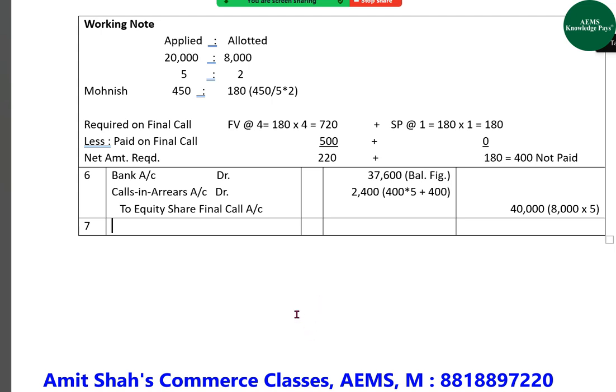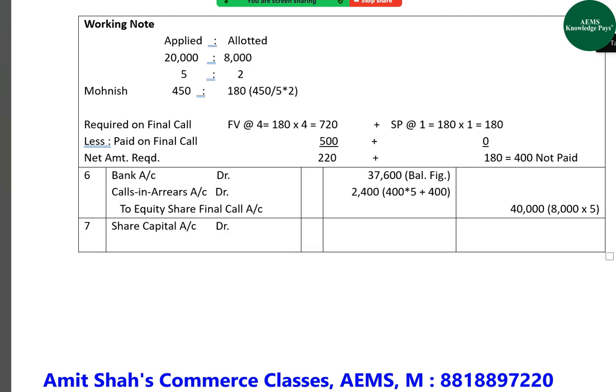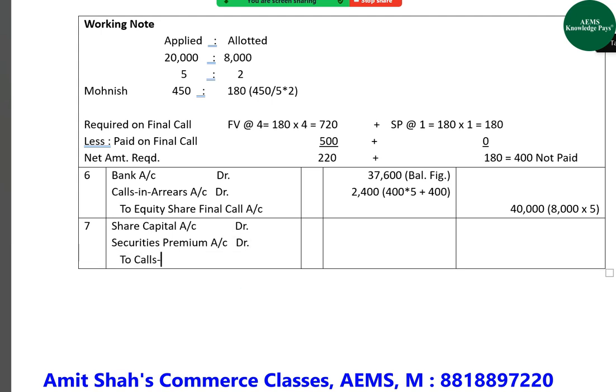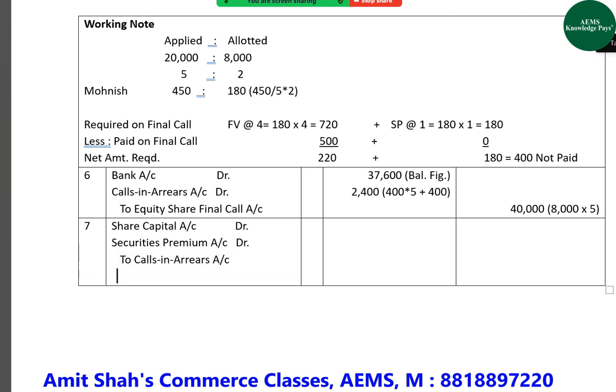So now, guys, we will pass the entry for forfeiture of shares for both the defaulting shareholders. We will pass a single entry because shares of both are being forfeited after the final call. We will debit share capital account. We will debit securities premium account. We will credit calls in arrears account and will credit share forfeiture account.